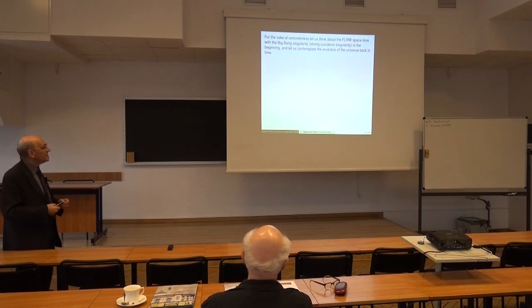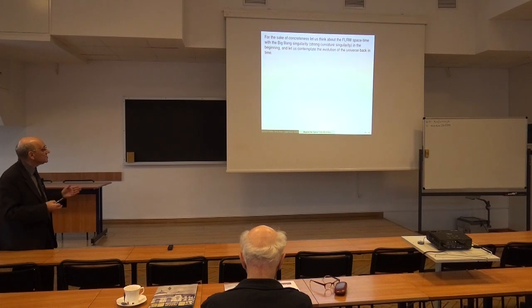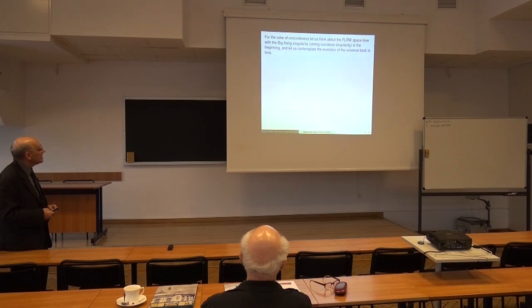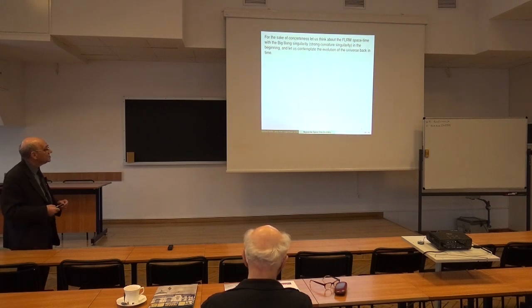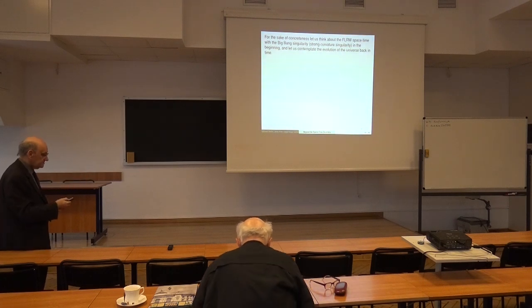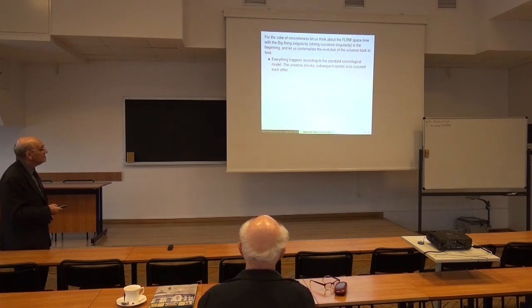Its geometric counterpart of the Big Bang is a singularity. And this is the so-called strong curvature singularity. The singularities, various kinds of singularities are classified, and the strongest ones are strong curvature singularities. And this is exactly what happens in the Big Bang in cosmology. And we will contemplate the evolution of the universe backwards in time from the present state till the singularity. So everything happens according to the standard cosmological model.